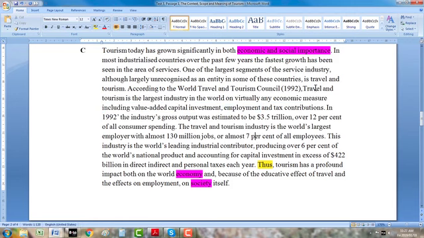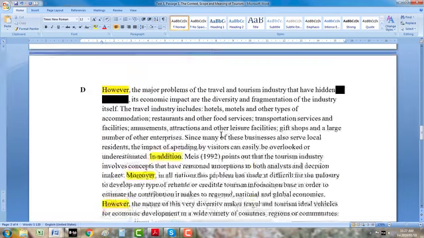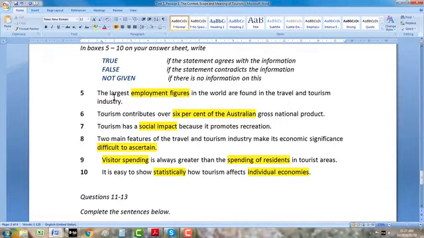So that's looking good. Tourism is the largest industry in the world in all of these, including employment. So I would say yes. It is the largest. That's the target language. We found the target language in the world, yes. Travel and tourism, employment, yes. So I would go with a true there.